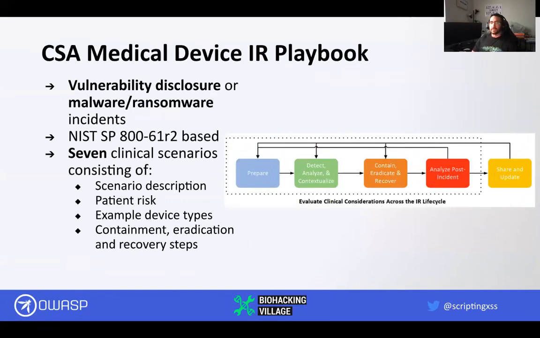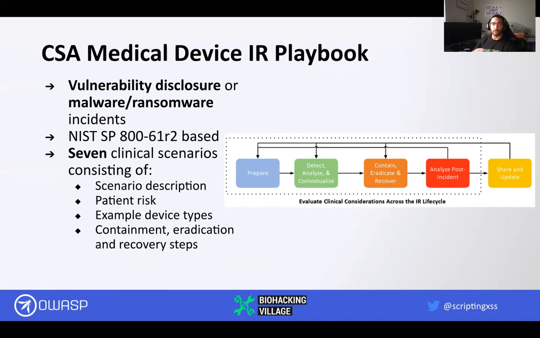The Cloud Security Alliance Medical Device Incident Response Playbook. The goal of this project is to establish the best containment, eradication, and recovery practices for each category while minimizing the risk those practices have on patient care. So we've modeled this playbook after the NIST SP 800-61 R2. But we created our own differentiators here in the sense that we're defining incidents in this context as a vulnerability disclosure and one or more CVEs affecting medical devices within a healthcare delivery organization inventory, or the discovery of malware, ransomware, or loss of availability of a medical device.